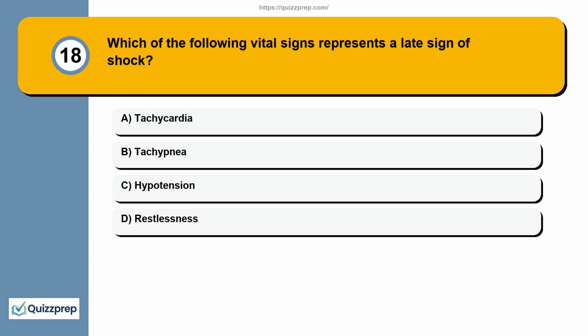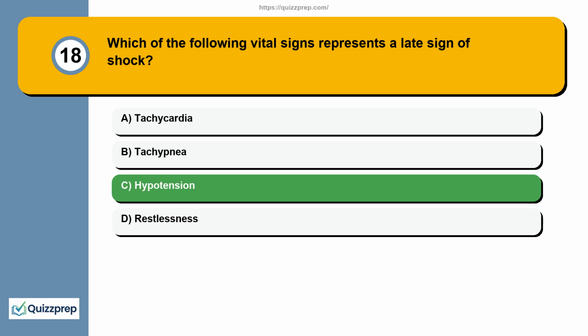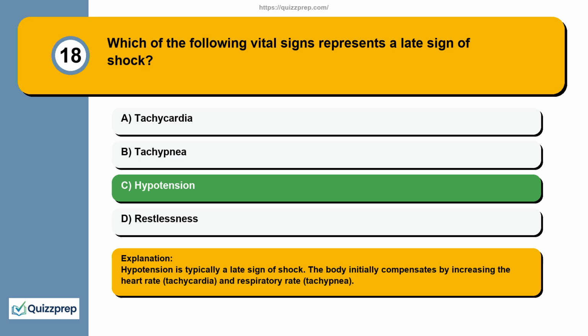Question 18. Which of the following vital signs represents a late sign of shock? Here are your options. Option A: tachycardia. Option B: tachypnea. Option C: hypotension. Option D: restlessness. The correct answer is option C: hypotension. Explanation: hypotension is typically a late sign of shock. The body initially compensates by increasing the heart rate, tachycardia, and respiratory rate, tachypnea.